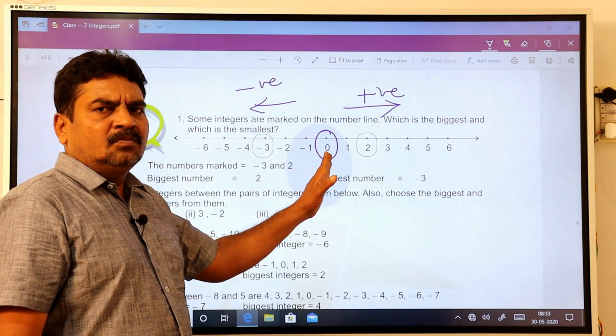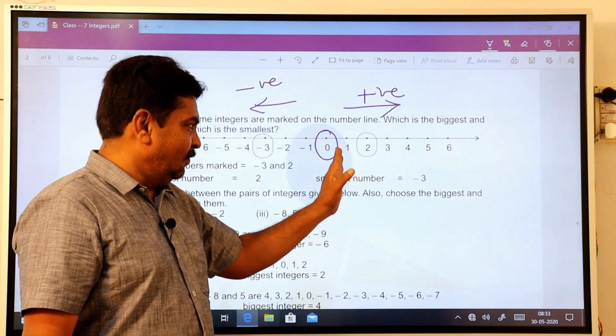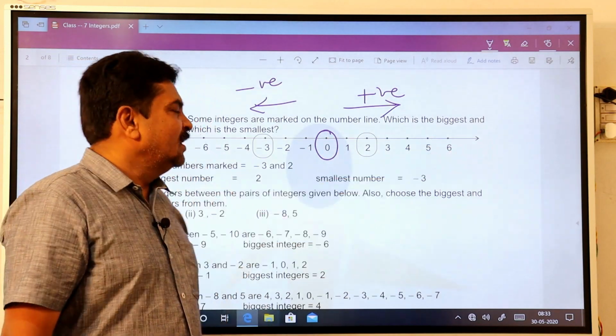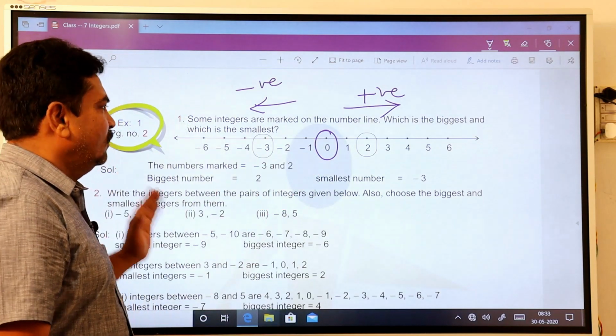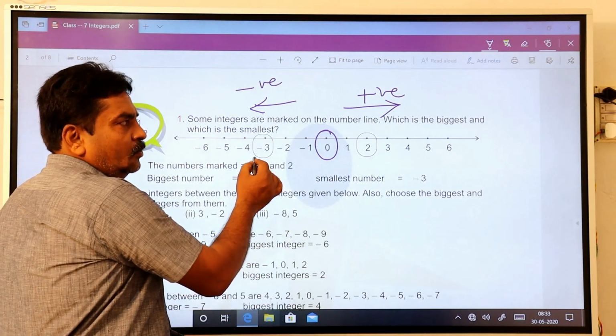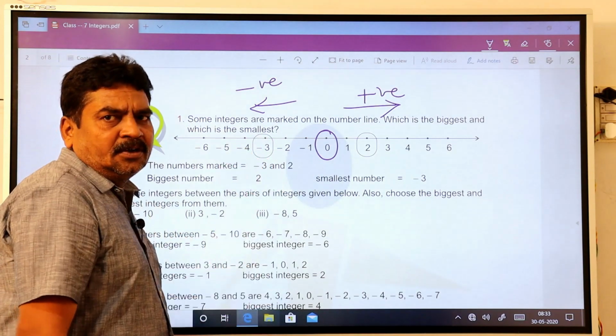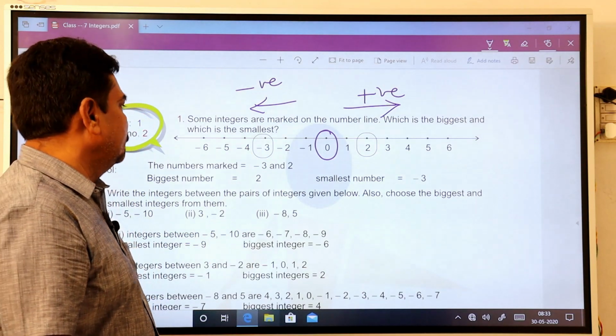So after 0, towards the right side, you get 1, 2, 3, 4, 5. Similarly, on the left hand side you get the negative values. You have to find out, these are the marked values given in your textbook. You have to find which is smaller and which is greater.